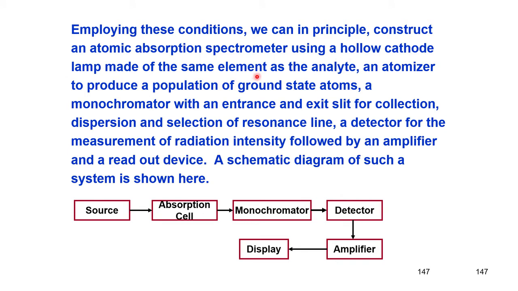You need a hollow cathode lamp made of the same element, that is the radiation source, and you need an atomizer to produce a population of ground state atoms in the vapor state, vaporized form. Then you need a monochromator with an entrance slit and an exit slit for collection of the resonance line, and dispersion and selection of the resonance line is required. And then you need a detector, which will detect the intensity of the radiation with the sample and without the sample. Without the sample is the total amount transmitted, with the sample some amount is absorbed, according to the figure I had shown you, that integral figure.